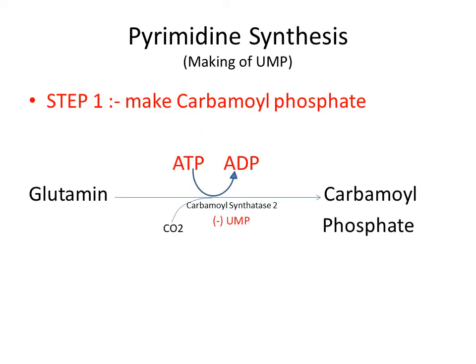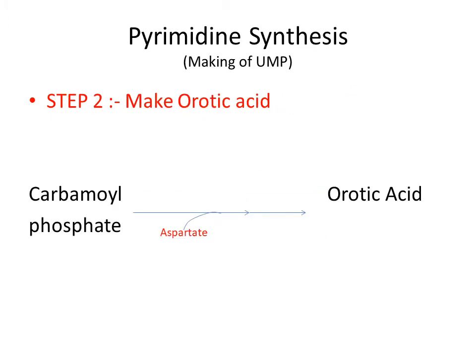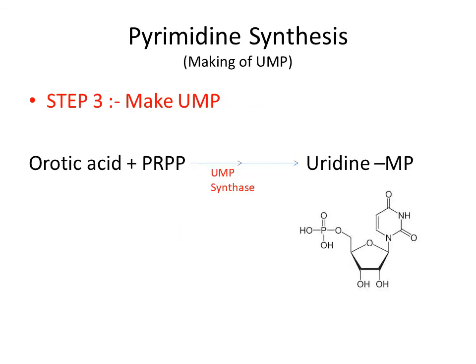Like we have seen in my previous video, pyrimidine synthesis, especially for making of UMP, we have divided into three steps. The first step is to make carbamyl phosphate from glutamine with the help of carbamyl phosphate synthetase 2. The second step is to make orotic acid. We can make orotic acid from carbamyl phosphate with the help of aspartate. The last, third step is to make uridine monophosphate, UMP, from orotic acid and PRPP. PRPP is phosphoribosyl pyrophosphate, with the help of UMP synthase. If we don't have enough UMP synthase, we will get orotic aciduria, that we will talk about in the next slide.